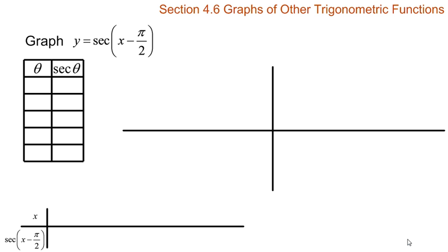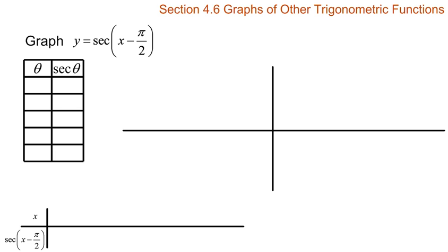Let's go ahead and graph this nice one right here. We want to graph y equals a secant of x minus pi over 2. So basically, we're just going to graph the parent function secant and transform it to the right pi over 2. Okay, so we're going to do a horizontal shift. We'll see what this guy looks like.